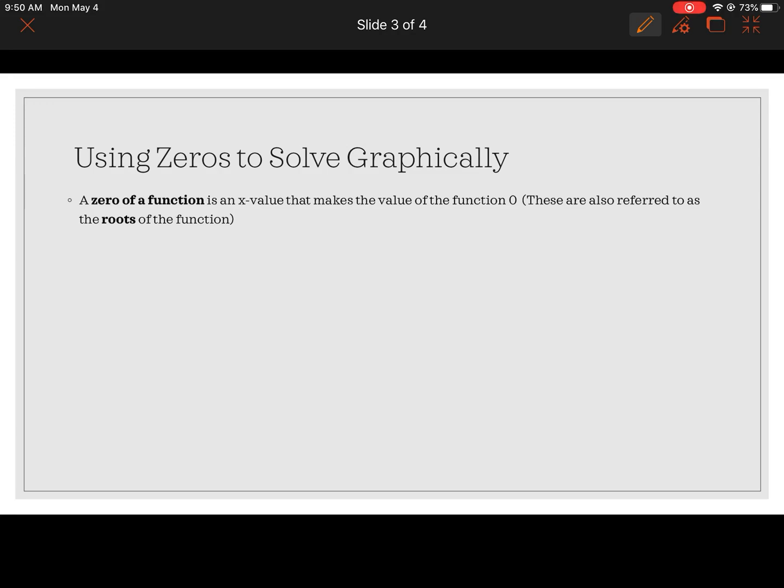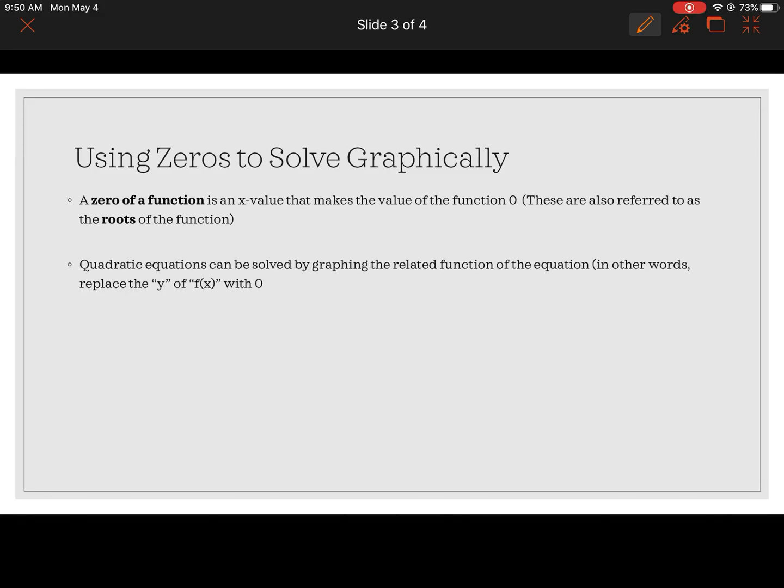Okay, first of all, what is a zero? A zero is just the x value that makes the function equal to 0. So we're also going to be using the word roots in conjunction with this. So if you hear me say a zero or a root, those are interchangeable. They mean the same thing. It's basically wherever the graph touches the x-axis.